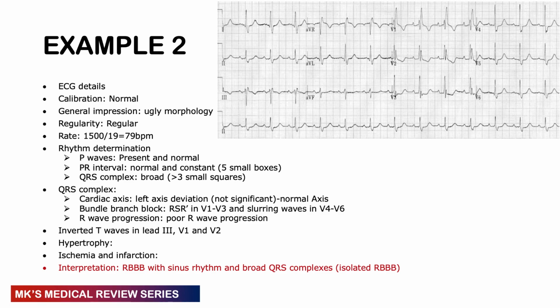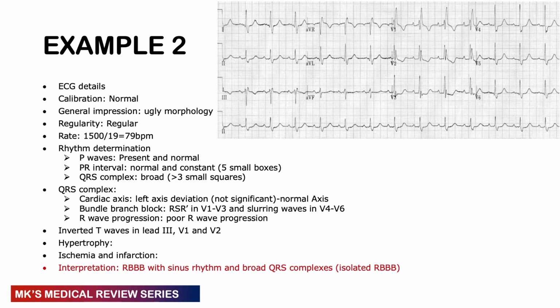So what is our interpretation from this ECG? This person has a sinus rhythm to begin with because P waves are present, the rhythm is regular, your P waves are married to a QRS complex, and your PR interval is normal. Number one. Number two, they have broad QRS complexes.